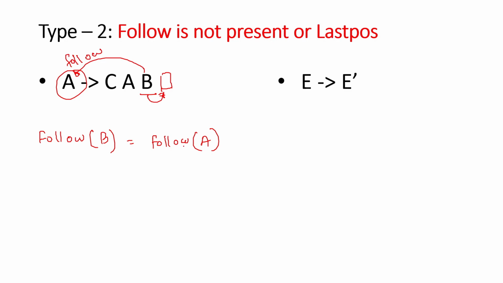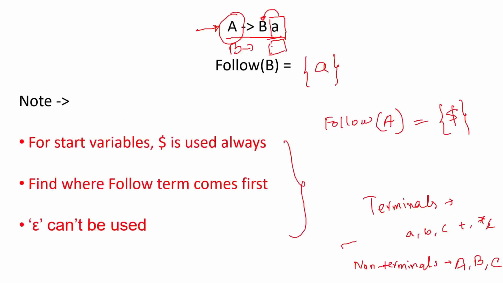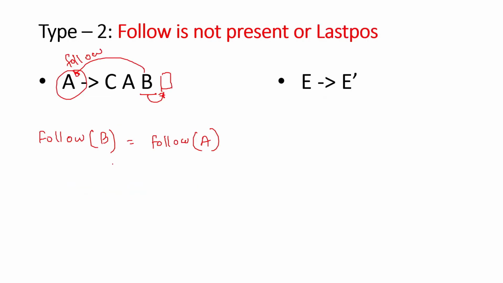That is, I'm going to find the follow of a. Now what will be the follow of a? If we look into the conditions here, for start variables dollar is used always. That is, by default we know that for start symbols or variables I will have dollar as its follow.